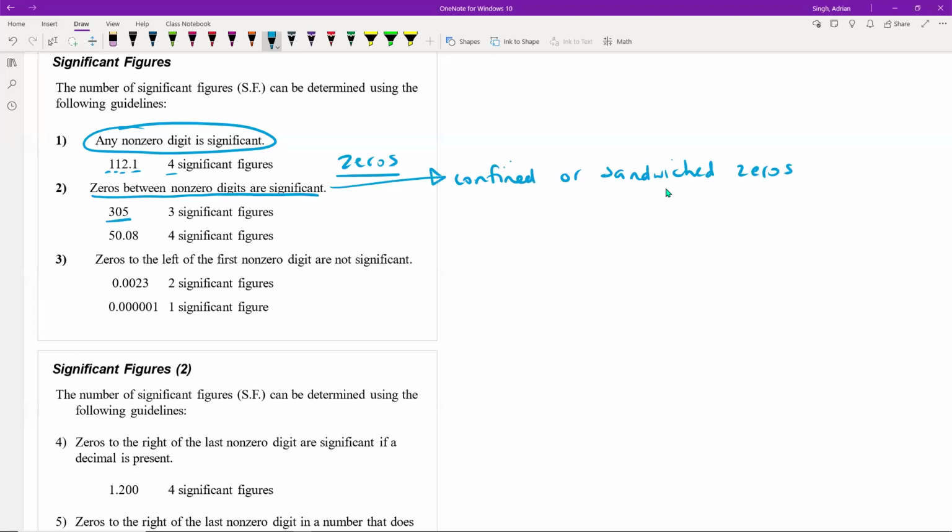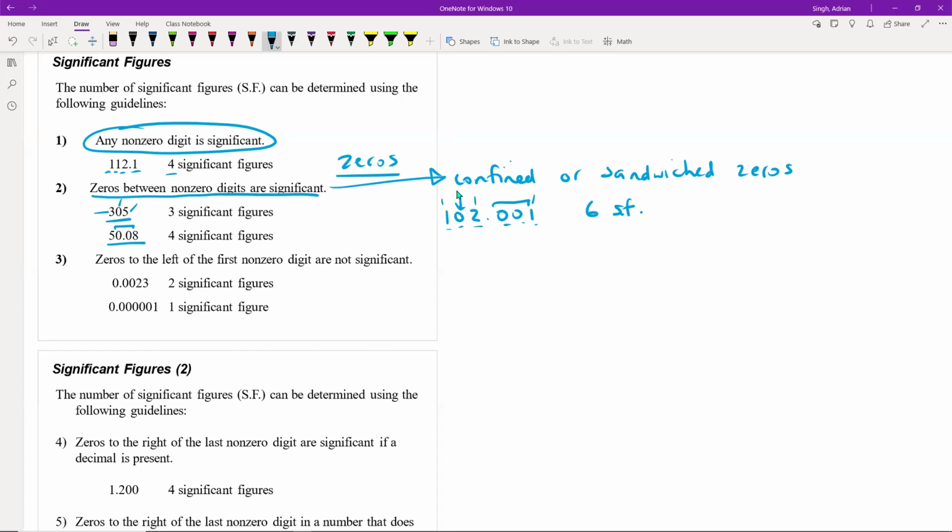So 305, obviously the 3 is significant, the 5 is significant. Now the 0 becomes significant as well. Similarly, 50.08, these two zeros are between non-zero digits, so all of these are significant. If I had something like 102.001, well then the 1 is significant, this 2 is significant, the 1 at the end is, and all of these zeros now are confined zeros. So this has a total of 1, 2, 3, 4, 5, 6 significant figures in it.